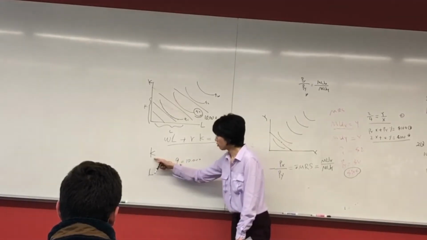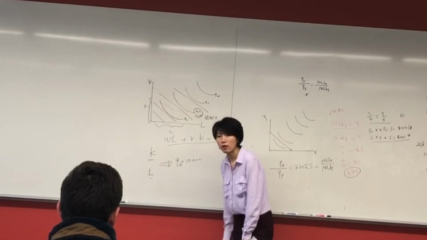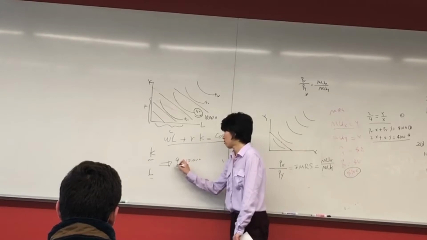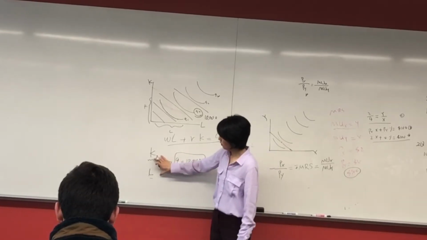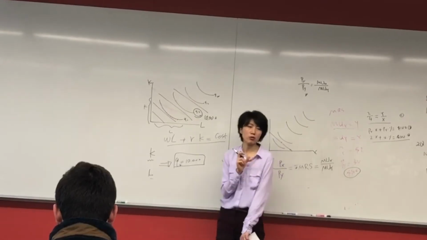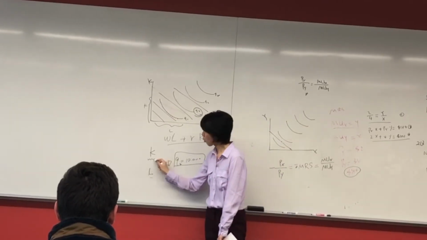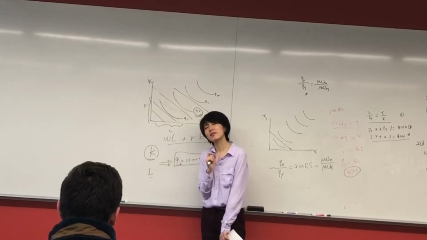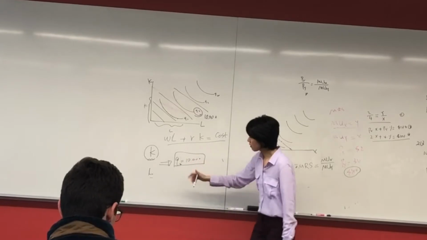So the firm needs to choose how much capital to employ and how much labor to employ to produce this amount of output. But they have to minimize the cost, right? The optimal amount means cost minimizing. The firm needs to choose the minimizing amount of capital and labor to produce a given amount of quantity. Okay.